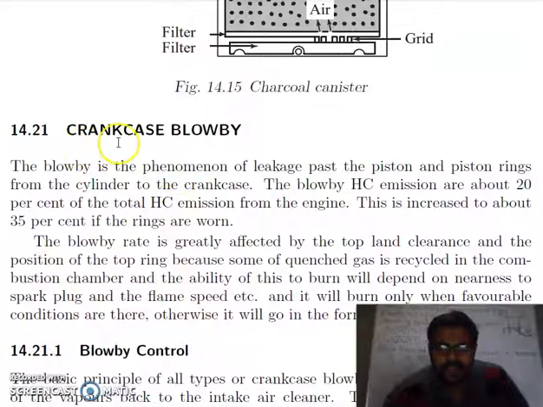Now we'll discuss crankcase blow-by. Blow-by is the phenomenon of leakage past the piston and piston rings from the cylinder to the crankcase. The blow-by hydrocarbon emissions are about 20% of the total hydrocarbon emission from the engine. This increases to 35% if the rings are worn out, meaning if the engine is old, the blow-by will increase.